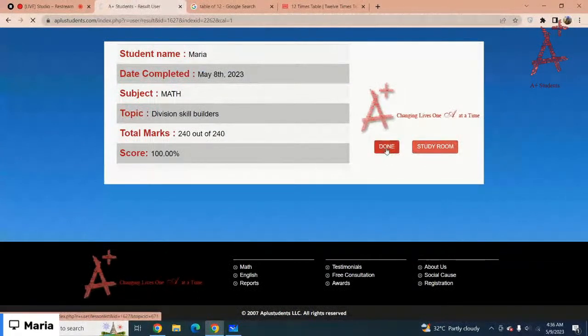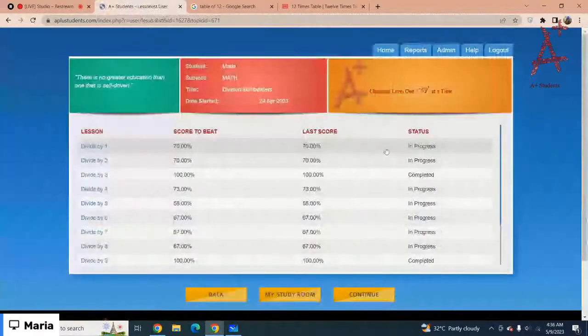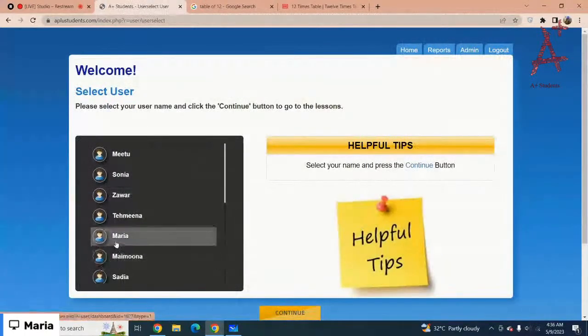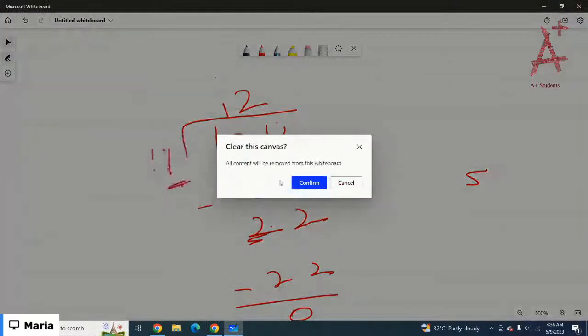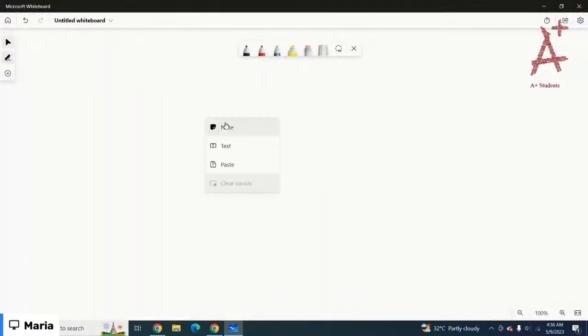Okay, we are done with the lesson. Also, we are done with the chapter, division skill builders. But if you want to be perfect with division and multiplication as well, you have to be perfect with the tables. So please make sure you learn the tables. Keep learning one table daily. Then that would be very easy for you.